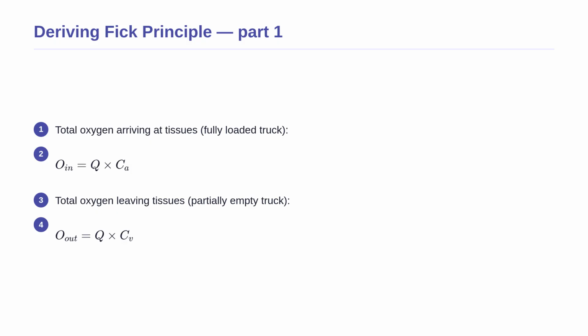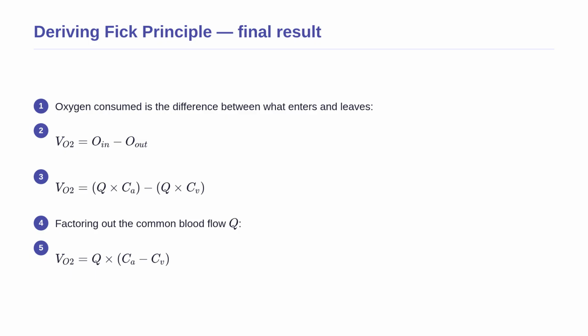Now, think about the oxygen leaving the tissues. It is the same blood flow, Q, multiplied by the lower oxygen concentration in the veins, Cv. This is the partially empty truck driving away. By comparing what arrives and what leaves, we can find the exact consumption.